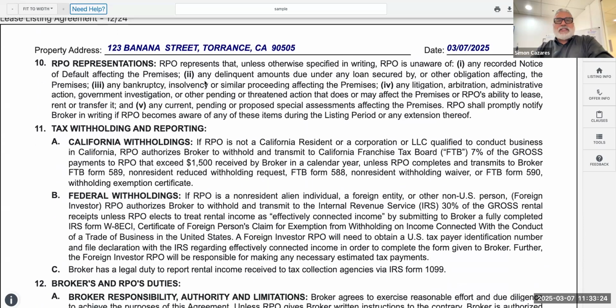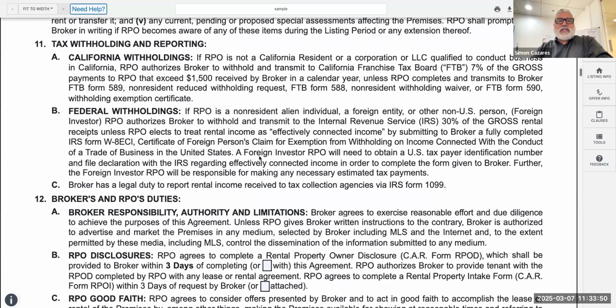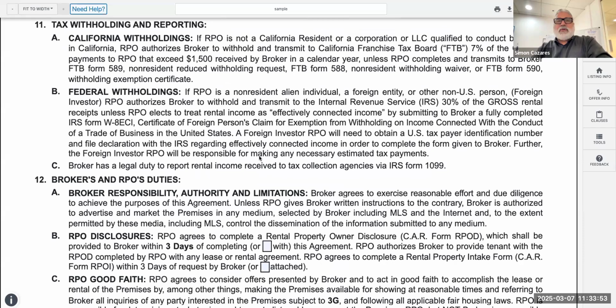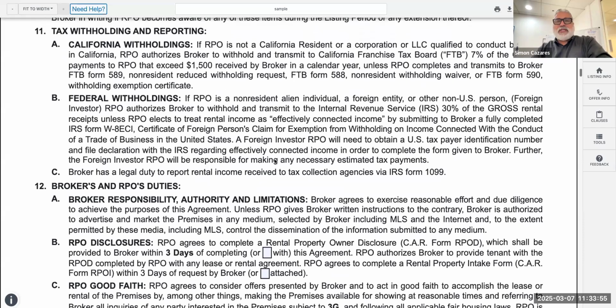The landlord represents, unless otherwise specified in writing, that the landlord is unaware of any recorded deeds, so basically that there are any issues, litigations, or arbitrations pending. If there is, they need to divulge and disclose that, because that may jeopardize the process and the tenant having a place because of litigation happening. 11 goes into the California withholdings and then the federal withholdings when it comes to corporations.